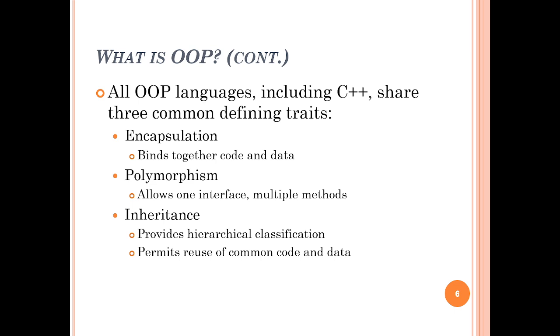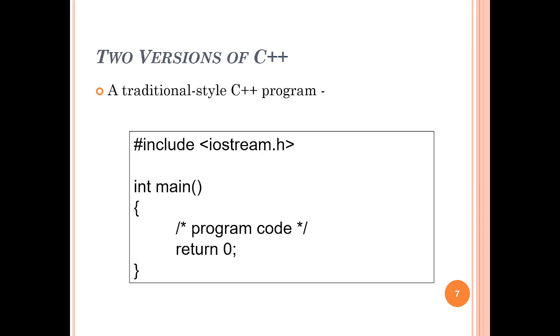The common definition is encapsulation, polymorphism and inheritance. Encapsulation means the code and data are bound together. Polymorphism allows one interface and multiple methods, that is, the ability to take more than one form. Inheritance provides hierarchical classification and permits reuse of common code and data.